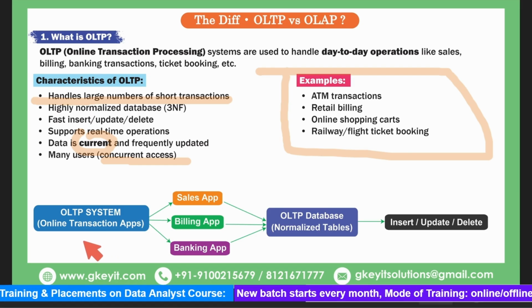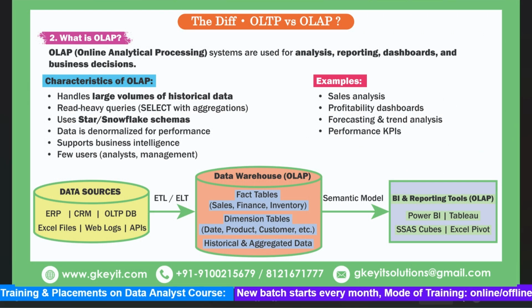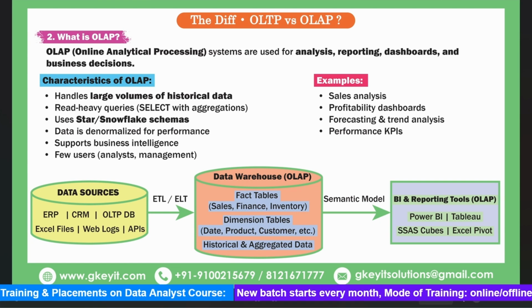Coming to the diagram of the OLTP system, it is online transaction apps. By using sales apps, billing apps and banking apps, the database is with normalized tables. From all these apps, the data is going to be stored in OLTP databases by using insert, update and delete operations. This is a simple diagram with different OLTP apps. The data is going to be stored in OLTP databases with normalized tables. And coming to the next slide, here we can see what the OLAP system is.